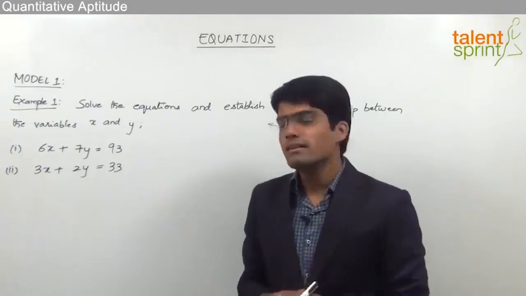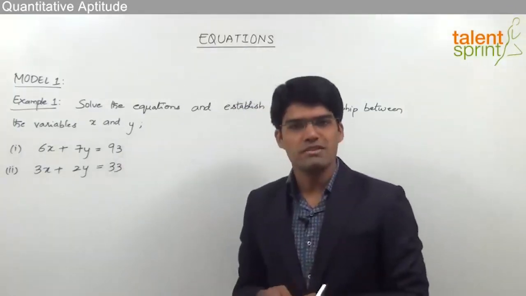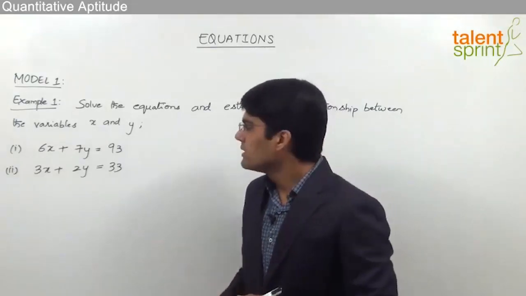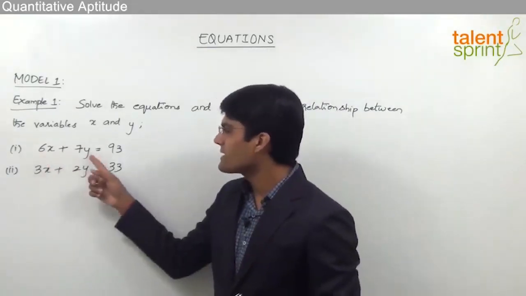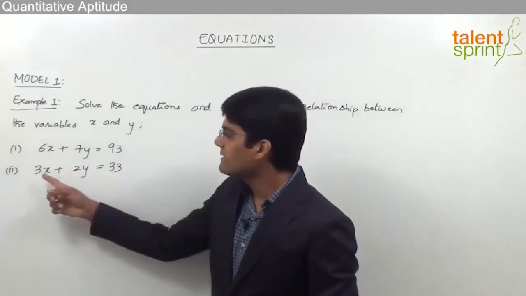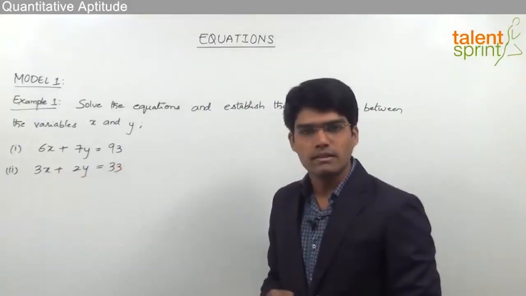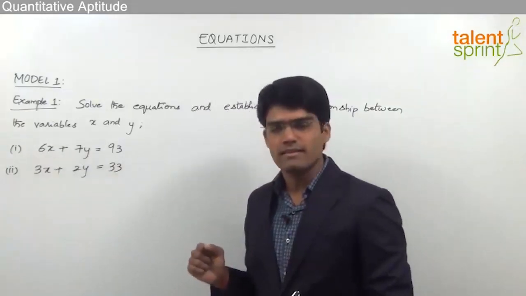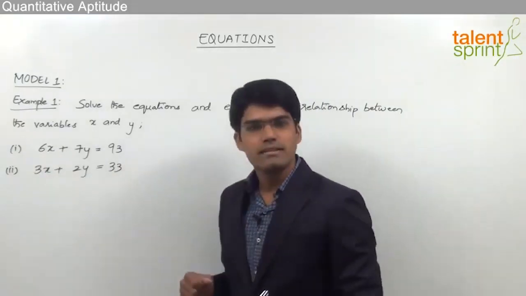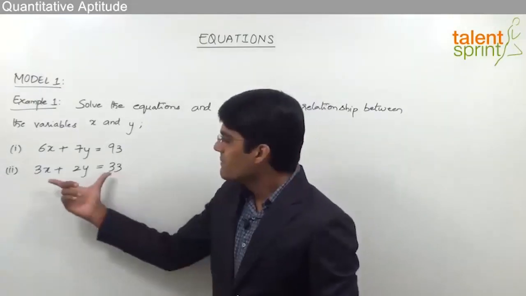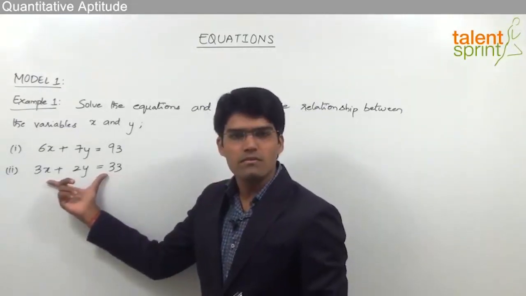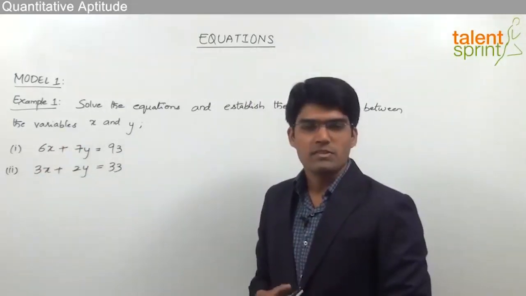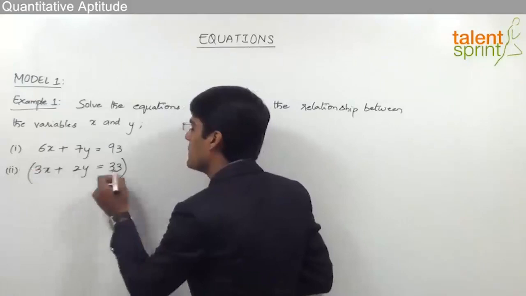So as we have already learned, let us first try to solve these two equations by either eliminating the variable x or eliminating the variable y. The two given equations are 6x plus 7y equals to 93 and 3x plus 2y equals to 33. So as we can observe here, the coefficient of x in the first equation is 6 and that in the second equation is 3. So we can understand that simply multiplying the second equation with 2 will make the coefficients of x equal in both the equations. So let us try to multiply the second equation with 2.